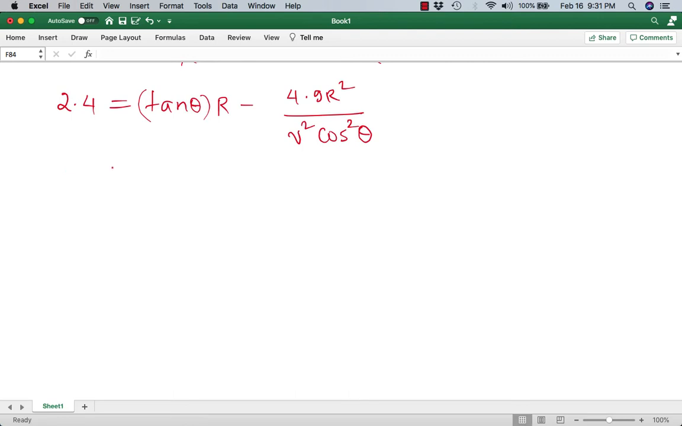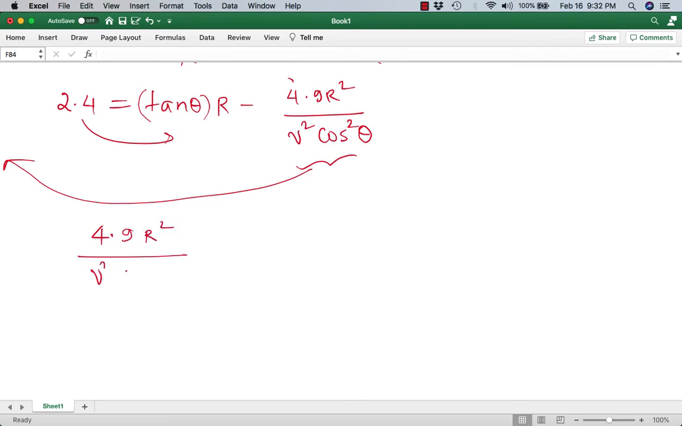Let's do that. We will move this whole thing to the left, and then this one to the right. When you move this to the left, this negative becomes positive. So 4.9 R squared over V squared cosine squared theta is equal to R tan theta minus 2.4.